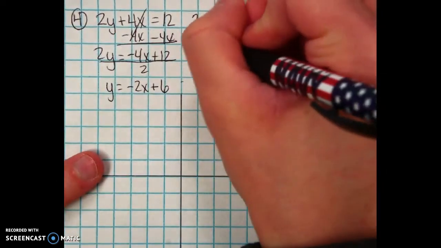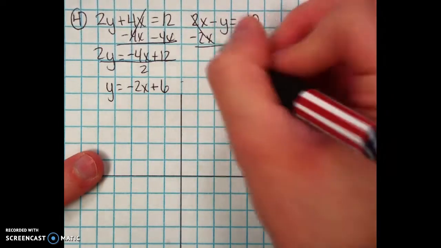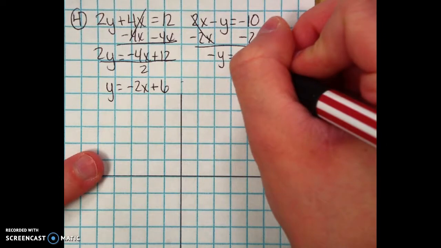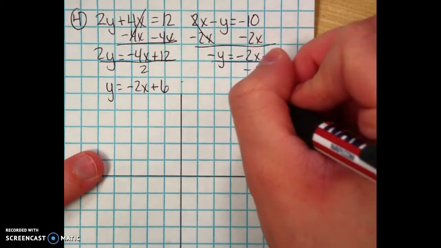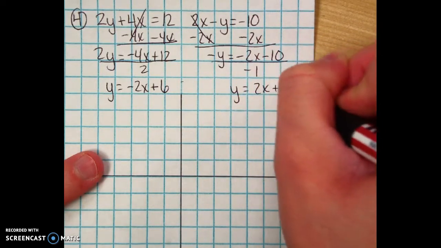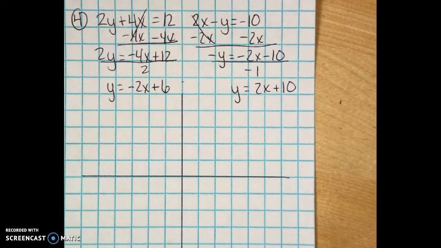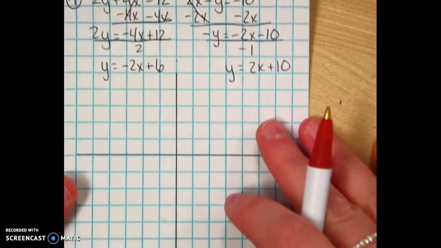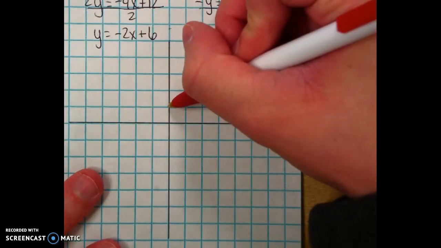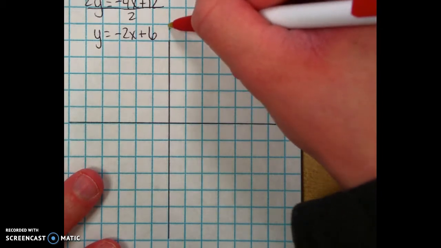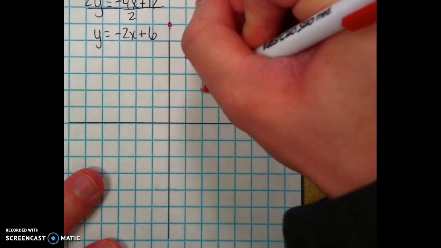Over here I'm going to subtract 2x. Negative y equals negative 2x minus 10. Divide by negative 1, y equals 2x plus 10. I don't even think I left enough space on the graph for it, but we'll just go ahead and try it. So the first one starts at negative 6. I didn't make my graph tall enough, so I'll just have to go off the graph a little bit. 1, 2, 3, 4, 5, 6. Go down 2 over 1, down 2 over 1.